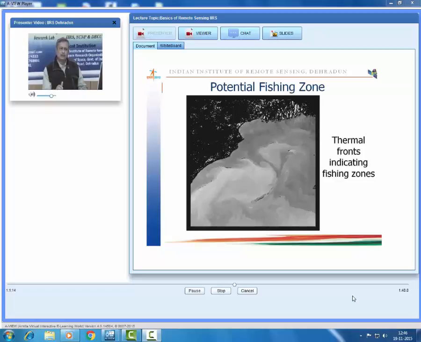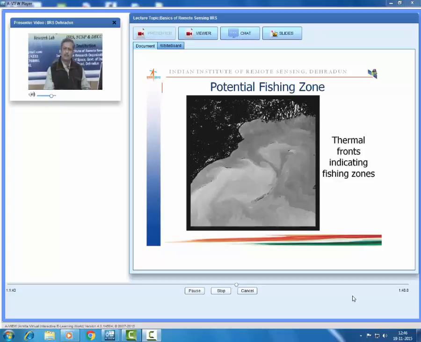Earlier, when we didn't have IRS-P4 or P6 data, where we couldn't quantify the chlorophyll part, we tried to understand the potential fishing zone from the thermal front. Like NOAA-AVHRR data, these thermal fronts are basically the places where hot water and cold water mix. From the bottom, the cold water comes with a lot of nutrients. So they are the places where chances of getting fish are more. These are the places where fronts are happening.